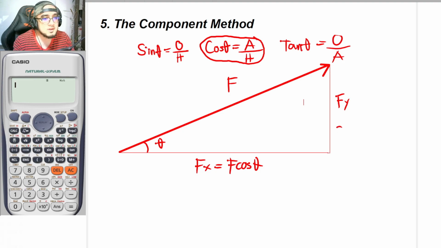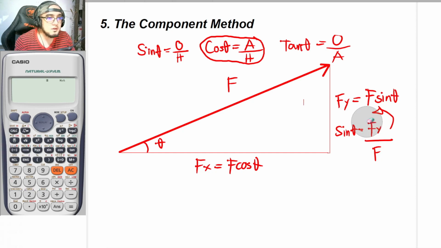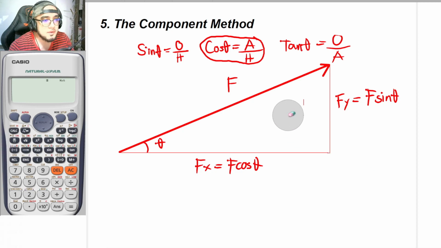So from that, guys, sine theta is equal to the side that is opposite this angle, so that is now fy, divided by the hypotenuse. Our hypotenuse is our value f. So with that, cross multiplying, our fy is equal to f sine theta. It would be as simple as that.